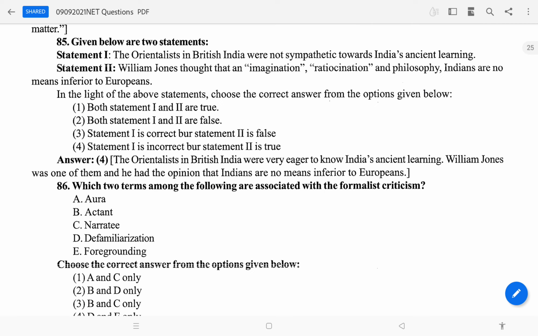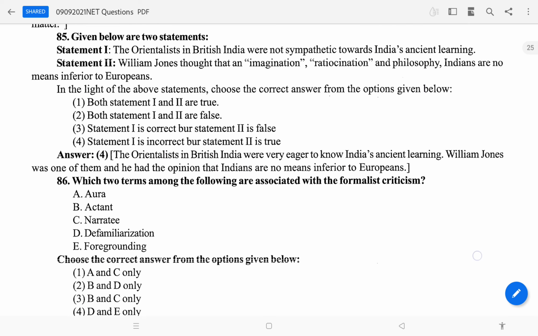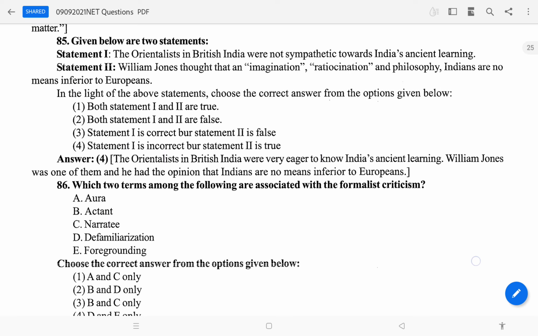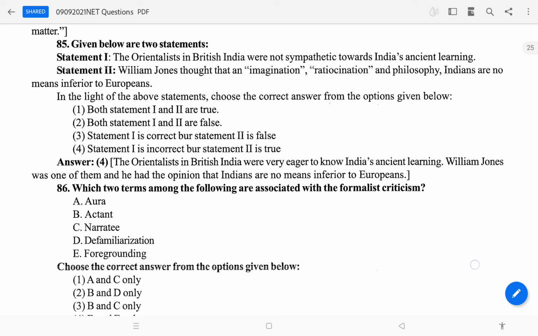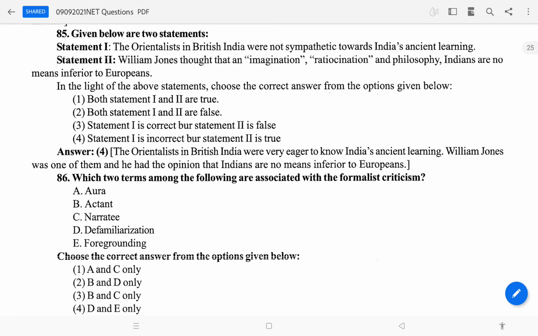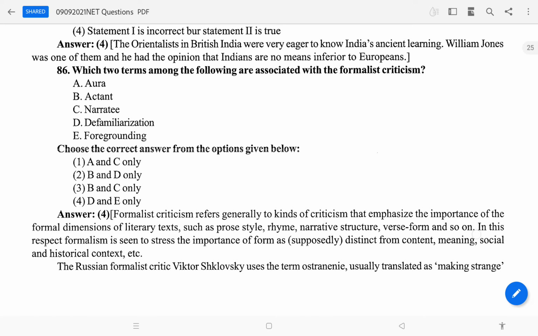William Jones thought that in imagination, ratiocination and philosophy, Indians are by no means inferior to Europeans. So that is true, because the Orientalists in British India were very eager to know India's ancient learning, and William Jones was one of them, who had the opinion that Indians are by no means inferior to Europeans. So he was also interested in Indian culture, Indian tradition, Indian literature and Indian education. So let's see the next question.